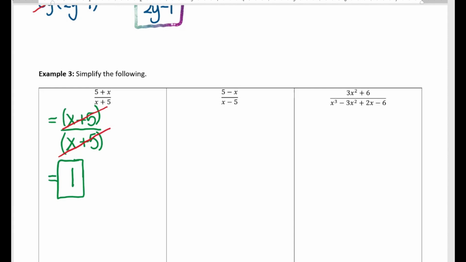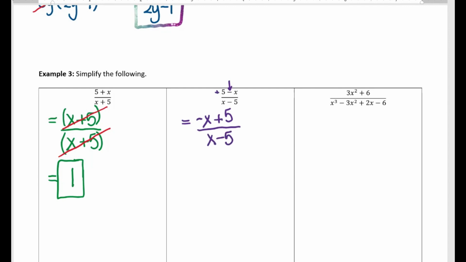Let's try the next one. We have 5 minus x all over x minus 5. Let's say I try to do the same trick that I did in the last one, and I rewrite it with my x first in my numerator, so in descending order. Here, I need to be careful because it's negative x. There's a negative in front of the x. I've got to keep it. Can't change anybody's signs. Plus 5, because my 5 is positive in the numerator, all over x minus 5.